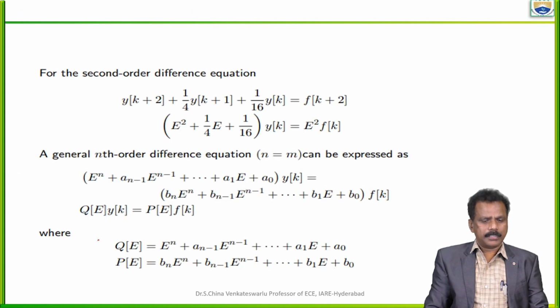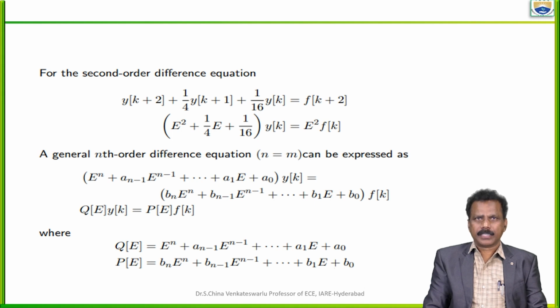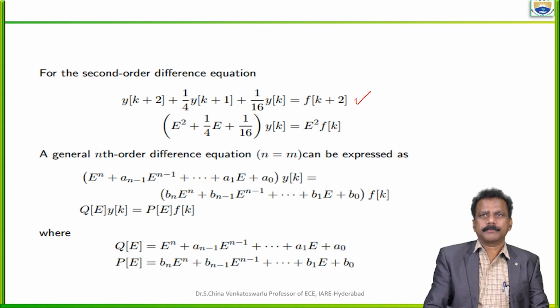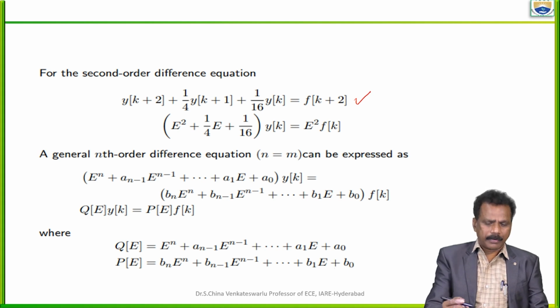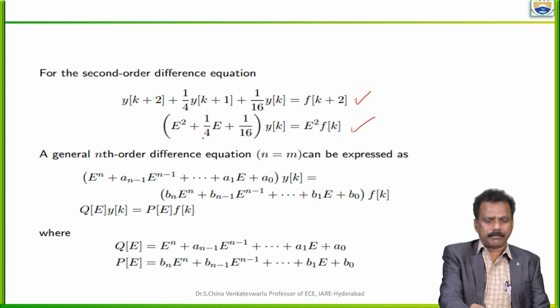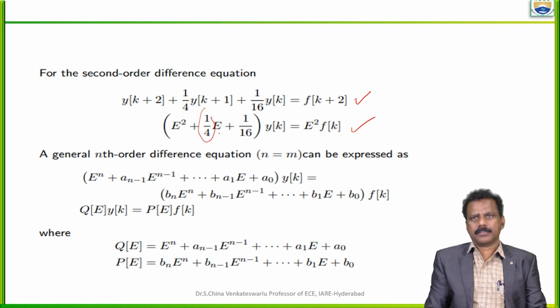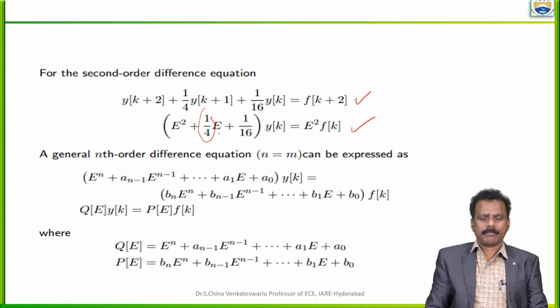Coming to a second order difference equation, it is represented by the equation y of k plus 2 plus 1 by 4 into y of k plus 1 plus 1 by 16 into y of k is equal to f of k plus 2. Similarly, E square plus 1 by 4 into E plus 1 by 16 into y of k is equal to E square into f of k.